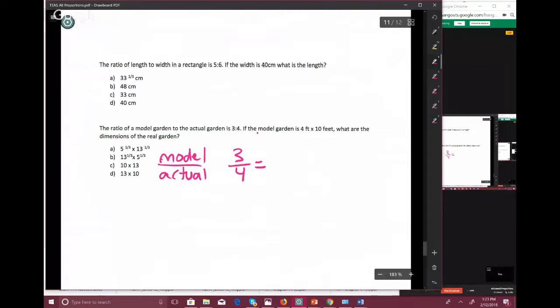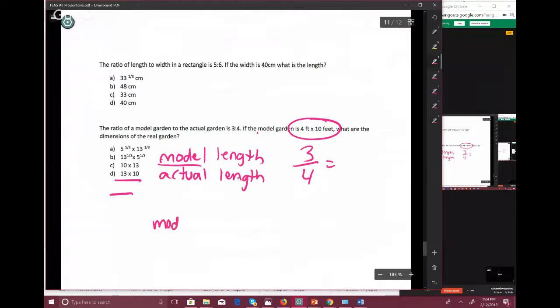There's two answers. There's two things here, and there's two things here, because we're literally talking about a length and a width. So what you have to do is you have to elaborate on your proportion. So I'm going to move my 3/4 over. You need to do a model length to actual length, and you need to do a model width to actual width.